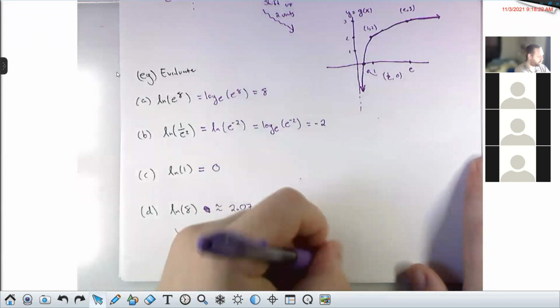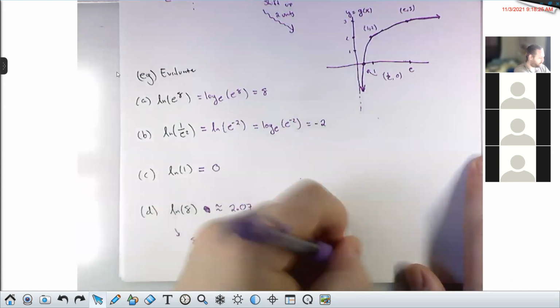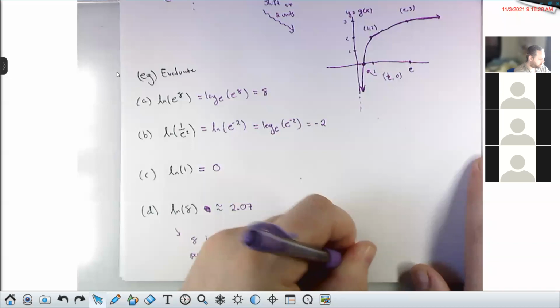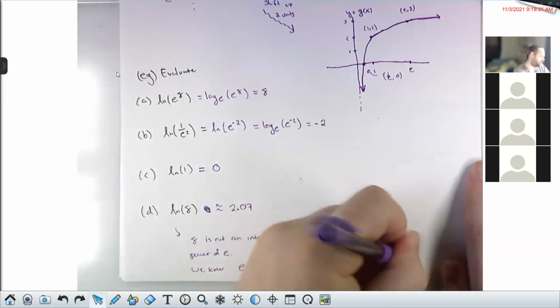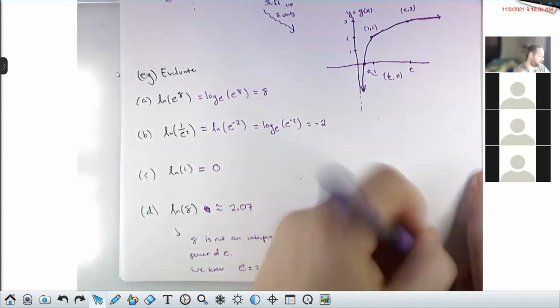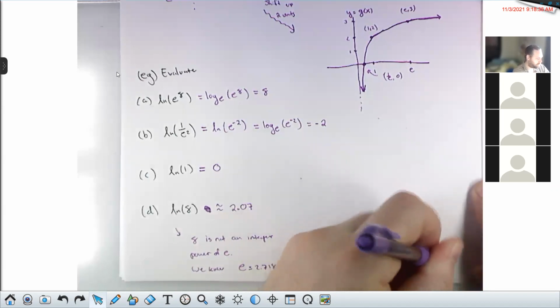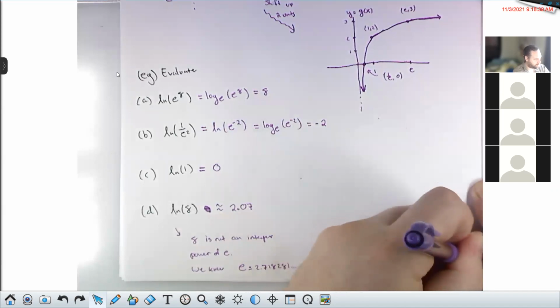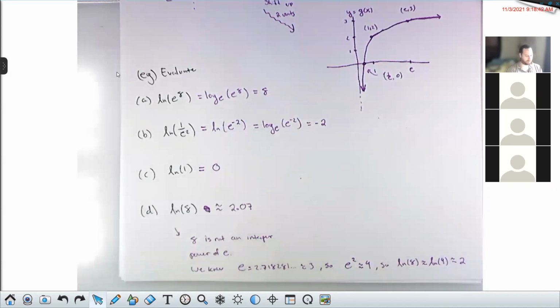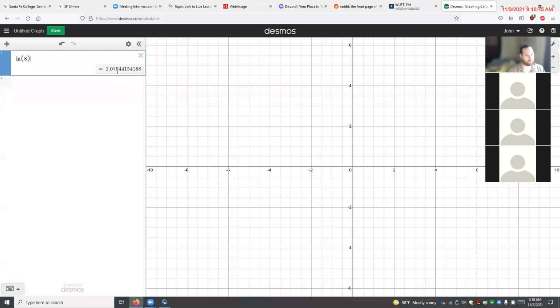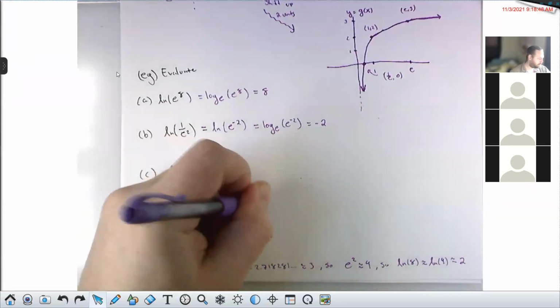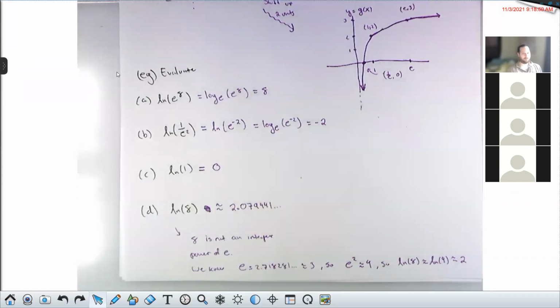So we know e is close to 3. So e squared should be close to 9. So the natural log of 8 should be somewhere around the natural log of 9, should be somewhere around 2. And it is. Right? 2.079441. So the only numbers that are nice to plug into the natural log function are powers of e, integer powers of e. And if you plug something else in, you're going to need a calculator.